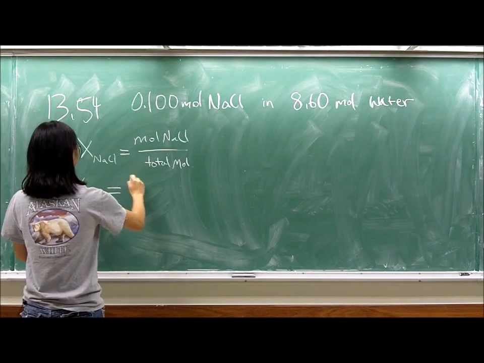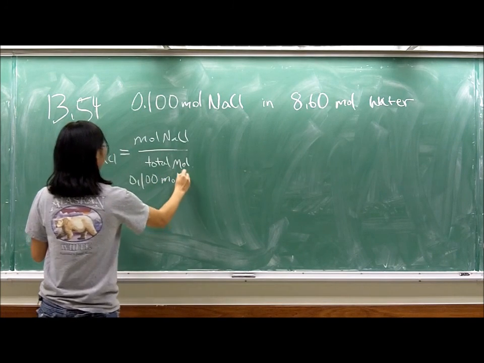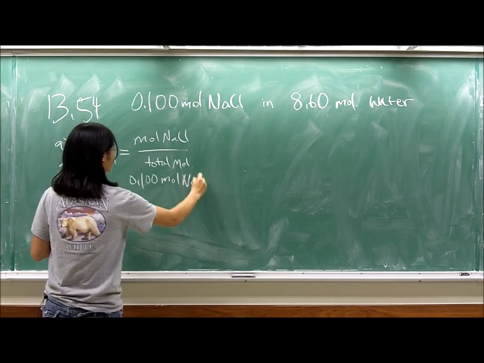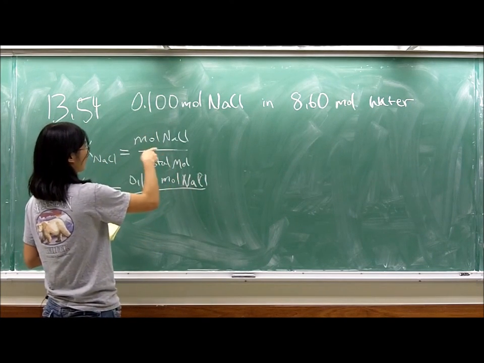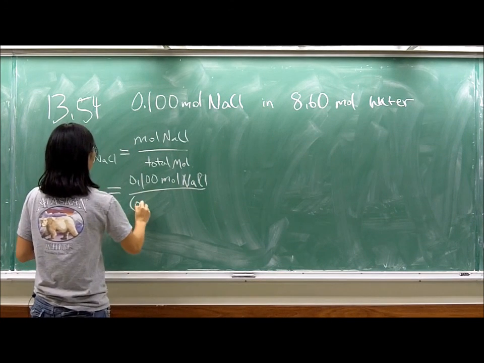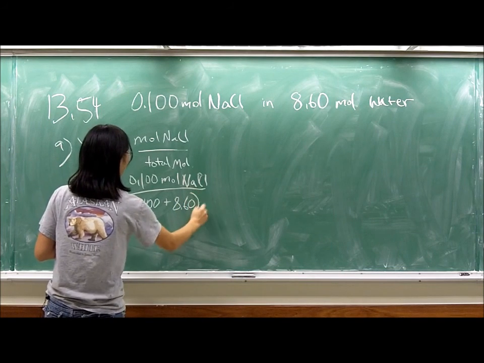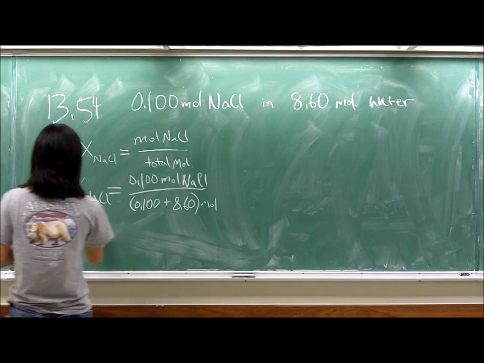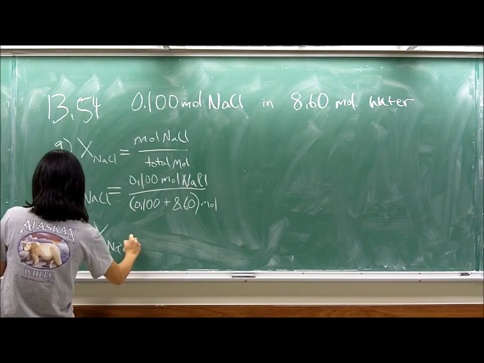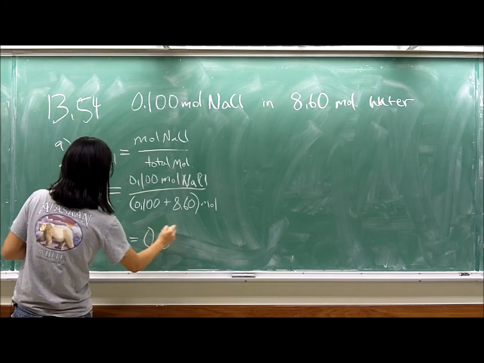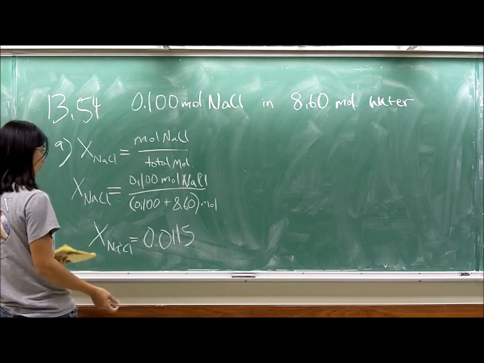divide the moles, which is 0.100 of NaCl, by the total moles. The total is just the moles of NaCl plus the moles of water, which is 0.100 plus 8.60 moles. And this gives you the mole fraction of NaCl, which is 0.0115. And since moles cancel out, the mole fraction doesn't have a unit.